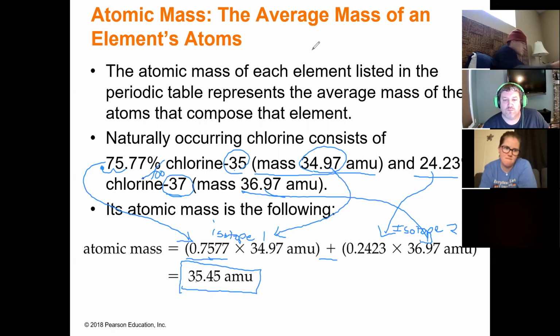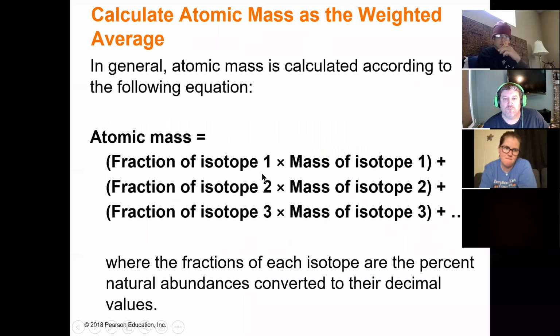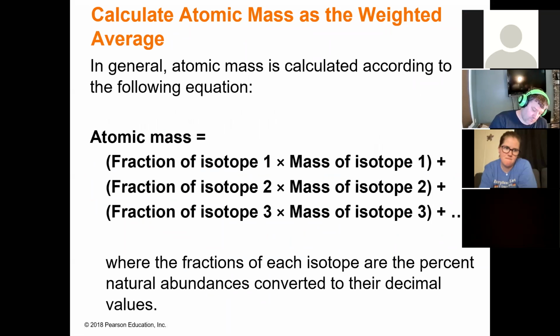There is a specific formula for this on the next slide. You take the fraction of isotope 1 and multiply it by the mass of isotope 1. You add that to the fraction of isotope 2 multiplied by the mass of isotope 2. And you continue that process for however many isotopes you have. I probably won't give you a problem that has more than 2 or 3 isotopes, okay? But there are some materials out there that have like 10 isotopes, and so the process gets longer.